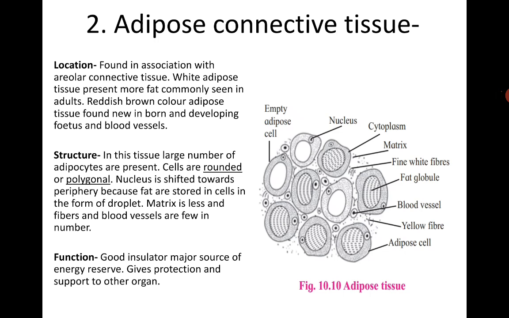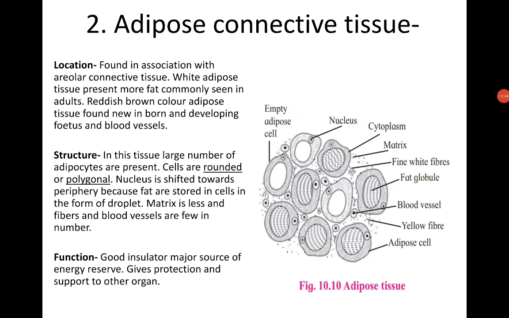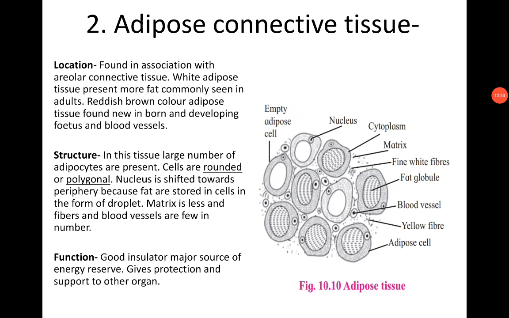The shape of adipocytes, the cells of this tissue, is rounded or polygonal. The nucleus is shifted towards the peripheral region. This nucleus is also called an eccentric nucleus. The nucleus is not present in the central part of the cell, but toward the peripheral region. These are important changes in this tissue, because a large quantity of fat is present in these cells in the form of droplets.